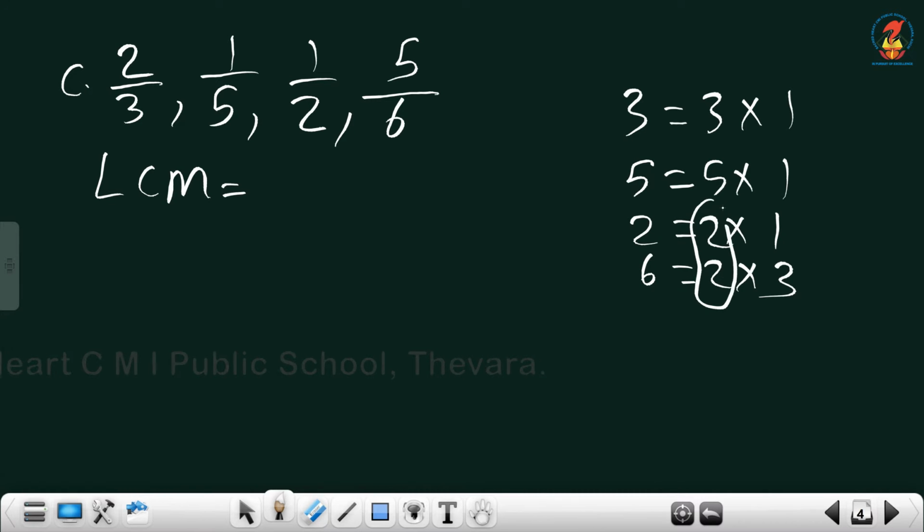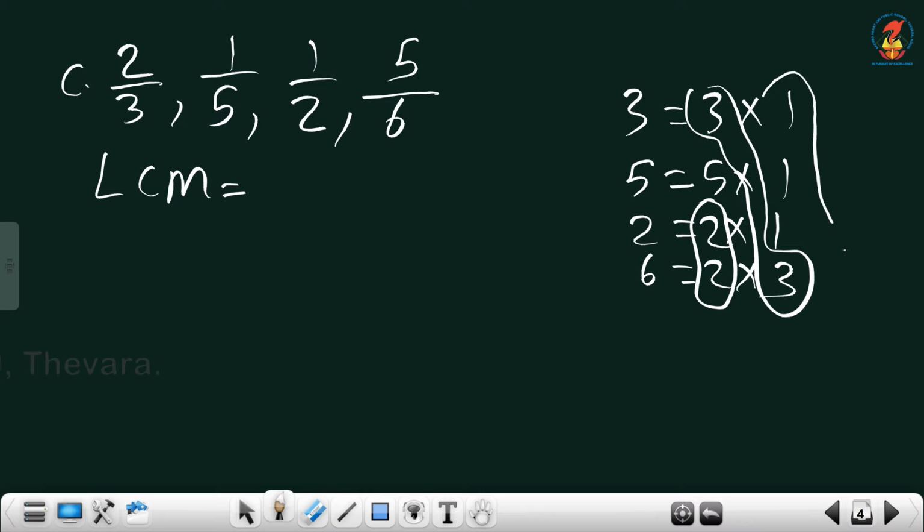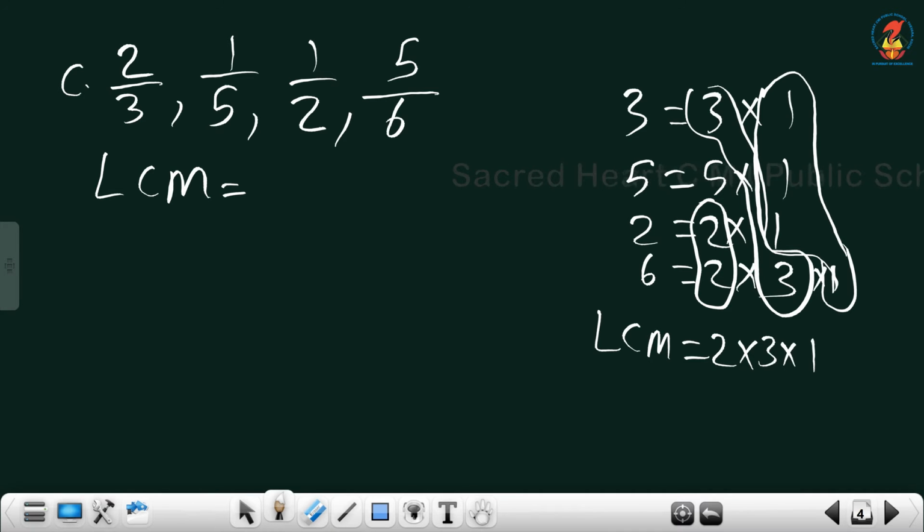And we need to make groups. 2 is common, and 3 is also common, so we make it as one group. And 1 is also common in all, that also we can make one group like this. Okay. And LCM is what? First we need to write the group numbers, right? 2 into 3 into 1. And the balance is 5, standing alone, and we need to multiply that also for the LCM. 2 3s are 6, 6 5s are 30. Now I got LCM 30.